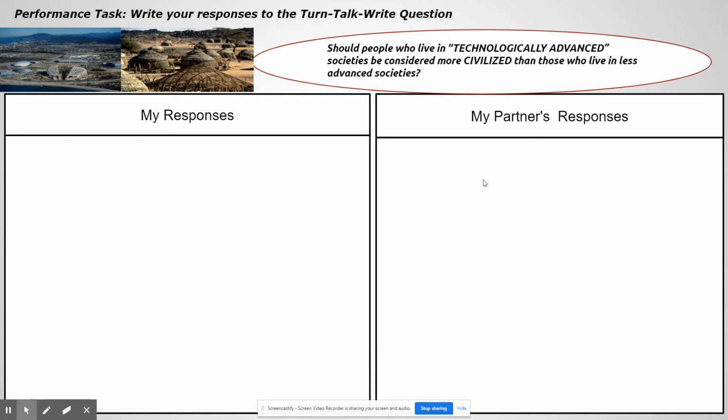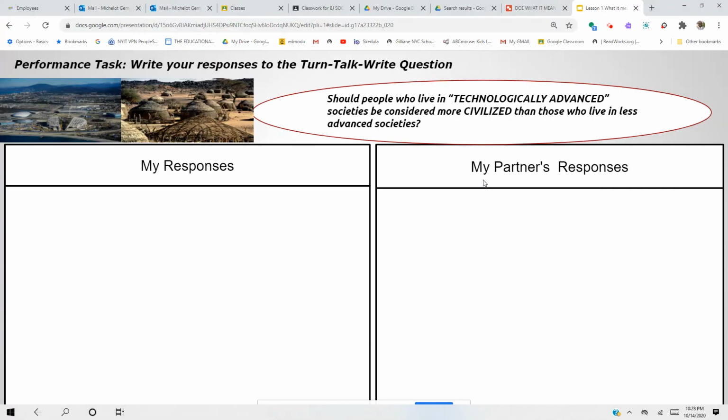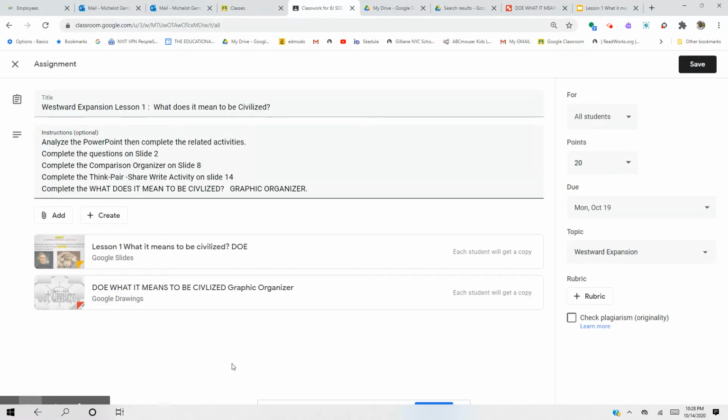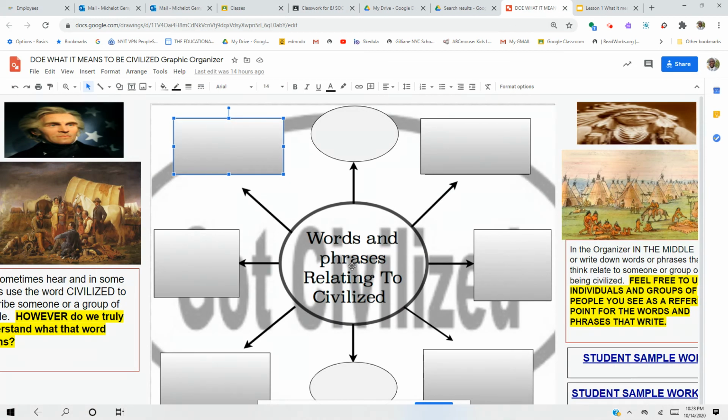And this lesson in particular is important before we begin the whole topics relating to westward expansion. And so this is going to be the activity. Your homework will be this activity after we go over the PowerPoint. And it's going to be completing this what does it mean to be civilized graphic organizer. If you click on the link, it'll take you here. And then I want you to be able to come up with words or phrases that relate to the word civilized. Really try to determine what that word means to you.